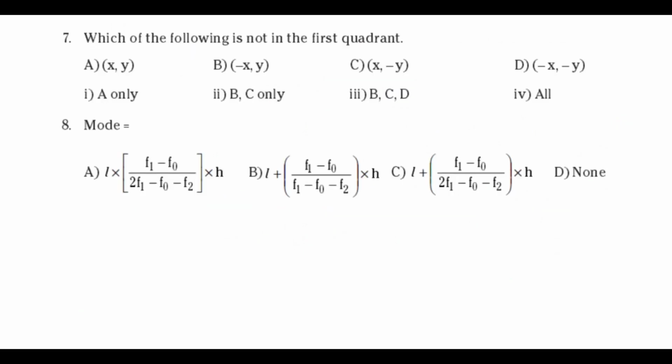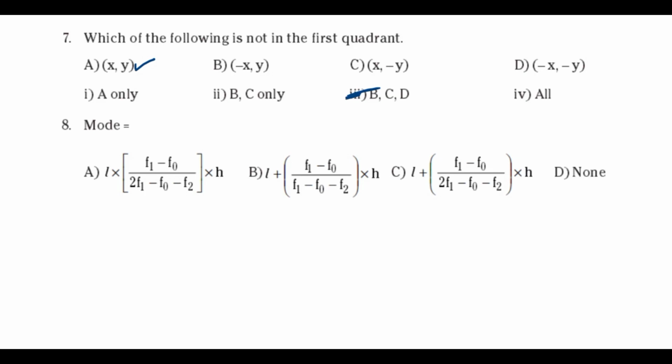Which of the following is not in the first quadrant? First quadrant means X comma Y both are positive. Remaining 3 are not in the first quadrant. So we write here B, C, and D. This is the option, okay?